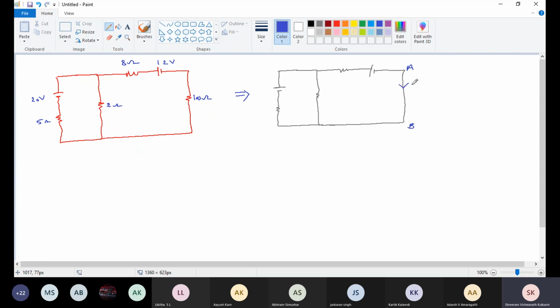Then current I. Next step, loop currents I1, I2, two loops, two loop currents. Now apply KVL for loop 1.